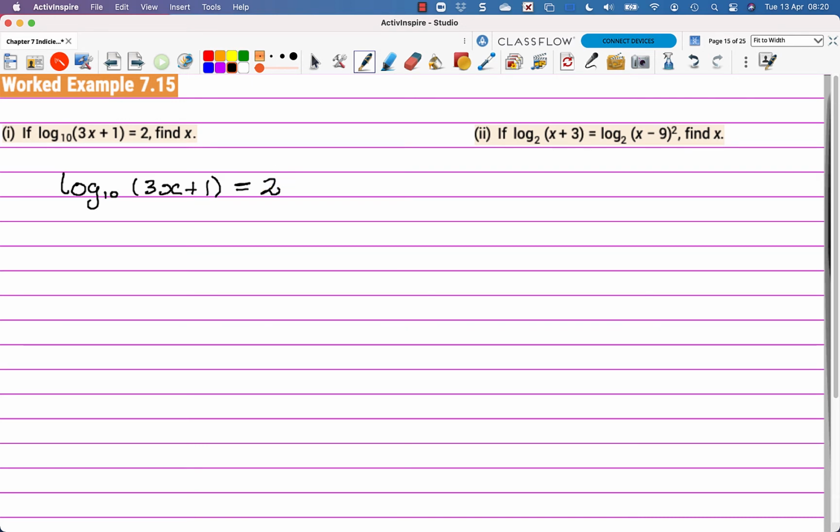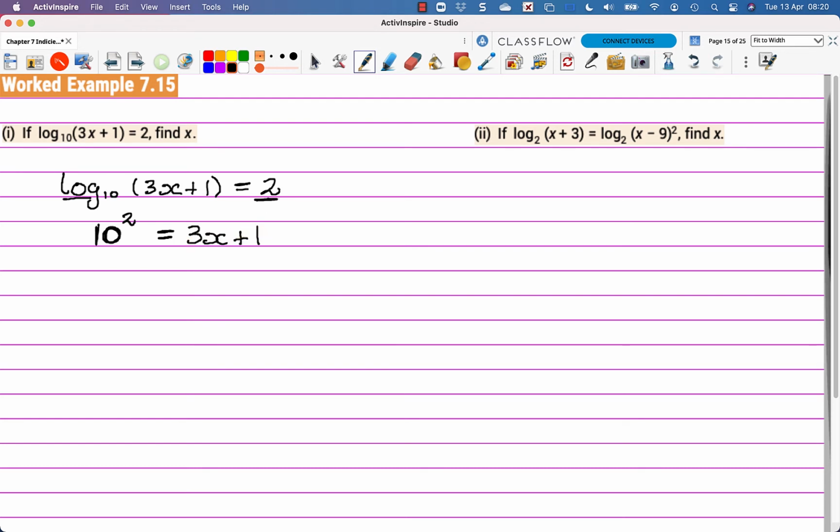Now we know the base number is 10, so we will write down the number 10. We know that the word log also means power, and this log is equal to 2, therefore the power is equal to 2. We then put the equal sign as we did before, and then we write down 3x plus 1.